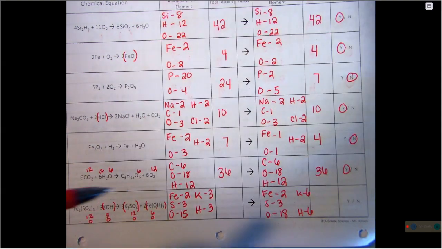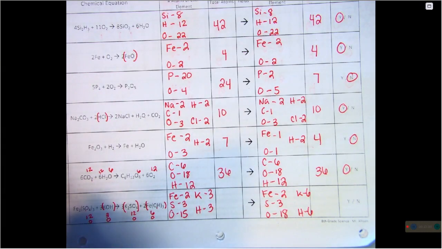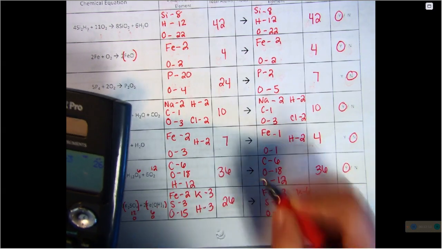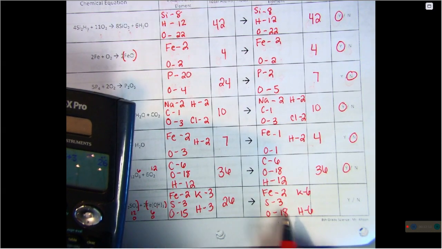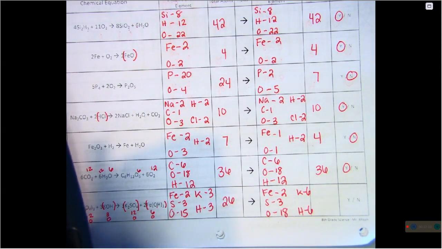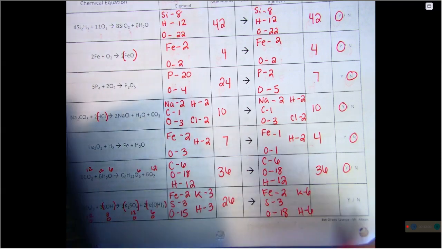So what I'm going to do, last thing, I'm going to add all these up and see if it's balanced. I have 2 plus 3 plus 15 plus 3 plus 3. That gives me 26. I can already tell that I have 15 oxygens here and 18, so it is definitely not going to be balanced. But let's go ahead and add this other side up first. 2 plus 3 plus 18 plus 6 plus 6 is 35.